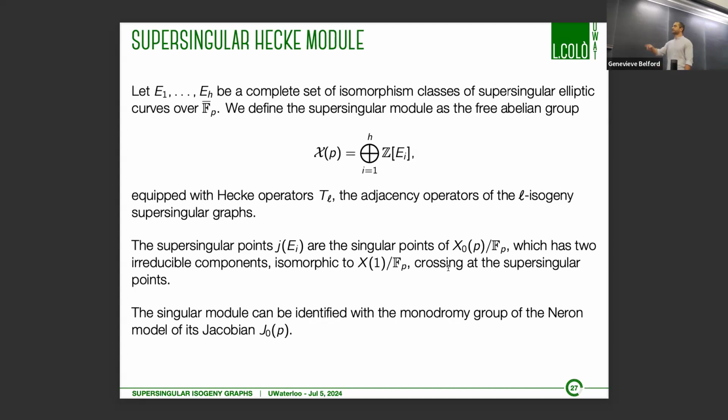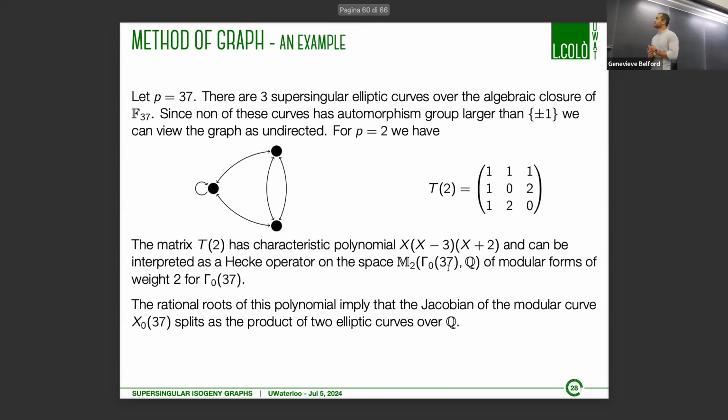object here, exactly as I did in the example at the very beginning of the talk, and we're able to study the Hecke operators in terms of the adjacency matrix of the supersingular isogeny graph, we're able to gain information not only on this graph here, but also on the set of modular forms and on the modular curve associated to the subgroup. So here is an example.